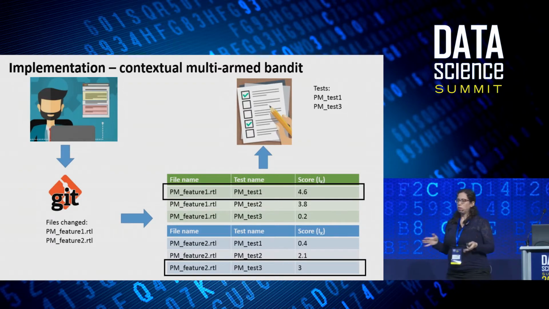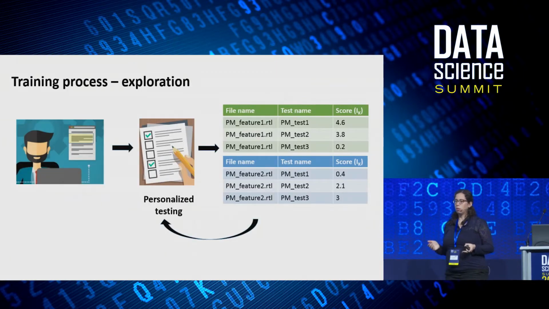So now we have a solution, but we need to train the model, need to prepare this table. For doing so, we had a training process in which we include a big budget for exploration. So every time that a developer did a change, we gave him a list, our best list, and then got the result. And we can calculate this table over and over, and then improve the score for each test.